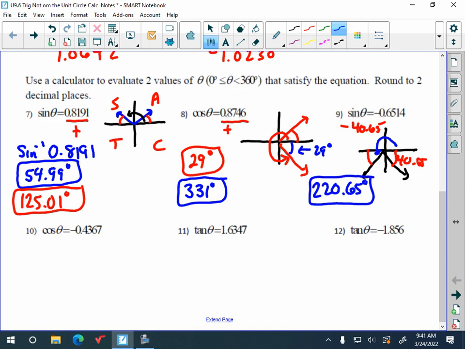All right, now, how do we find this angle right here? It's going all the way over here. Come on. You said it before. There you go. Subtract it from 360. So 360 minus 40.65. And so that would be 319.35. Which makes sense that it's in quadrant 4. It has to be between 270 and 360.